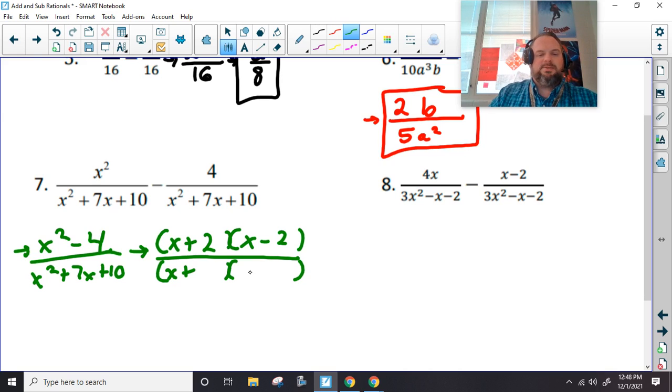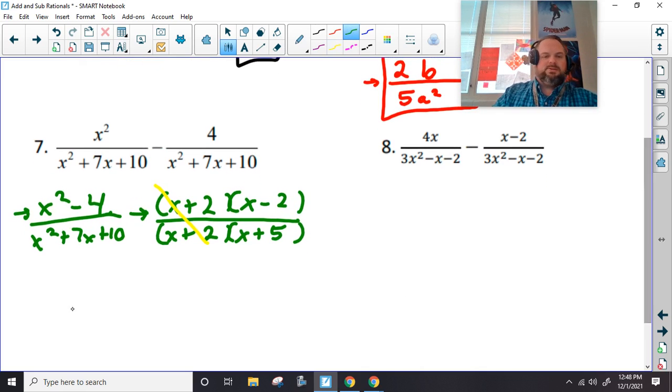This tells us the signs are the same, and the other plus tells us they're both positive. What are two numbers that will work? Yeah, 5 and 2. Awesome. All right, this cancels. So I'm left with x minus 2 over x plus 5.